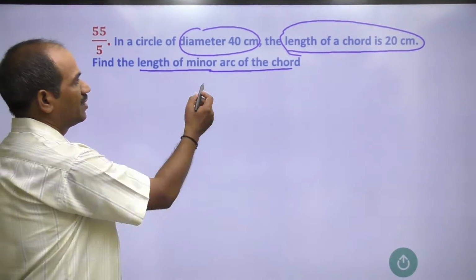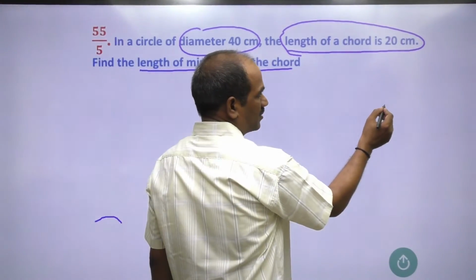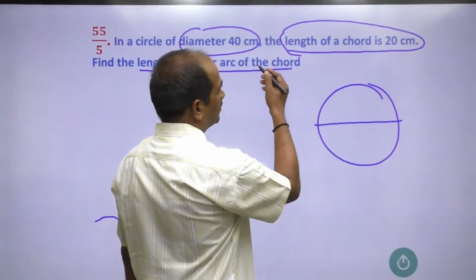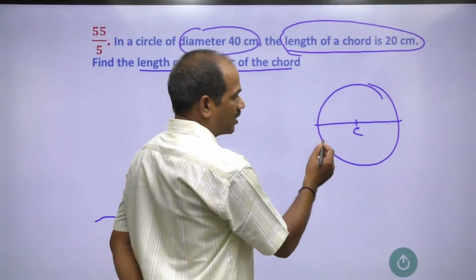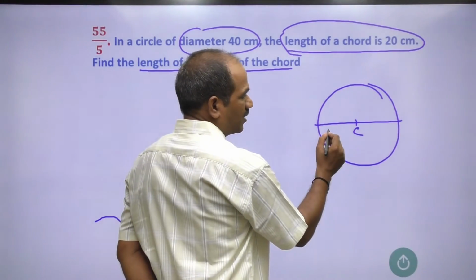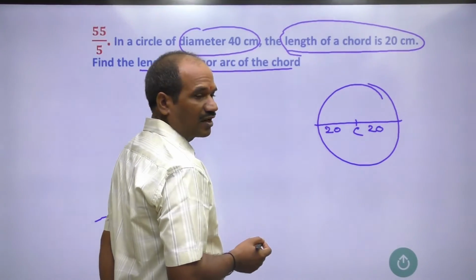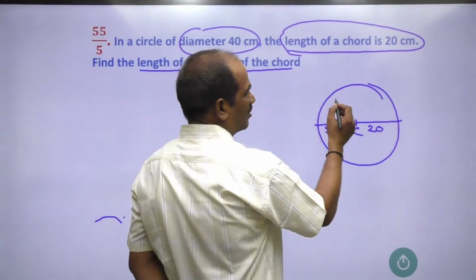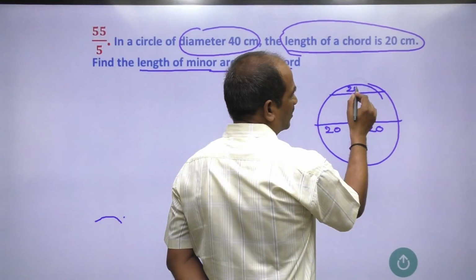In a circle of diameter 40 centimeters, first take the circle. This is the circle, and the diameter is 40 centimeters. This is the center, C. 40 means this is 20 and this is also 20. That is the diameter. Next, the length of the chord is 20 centimeters. Take one chord here. This chord length is given as 20 centimeters.